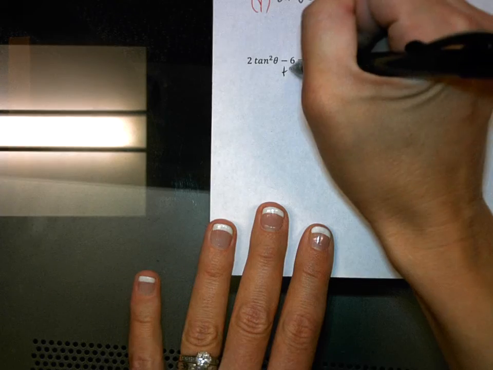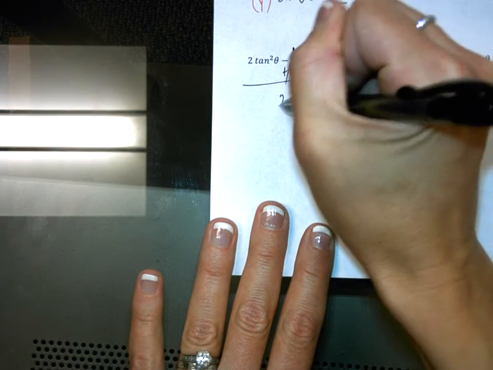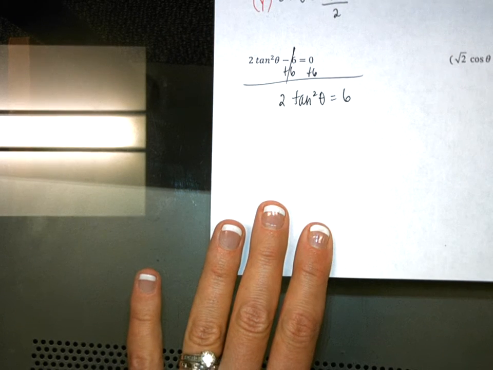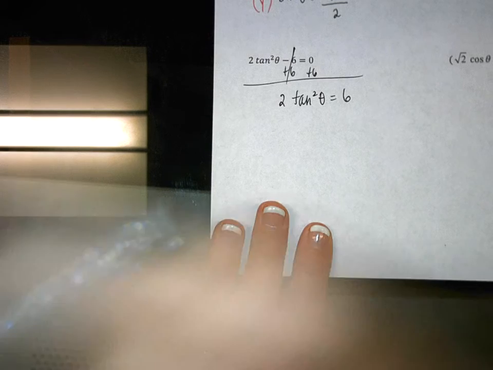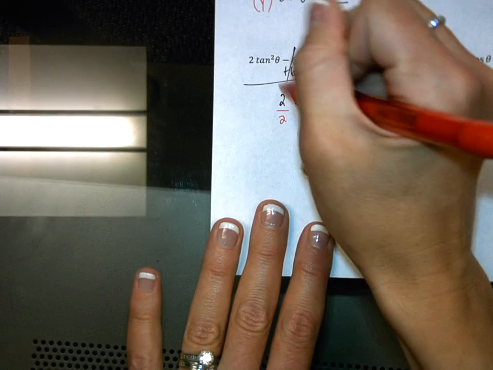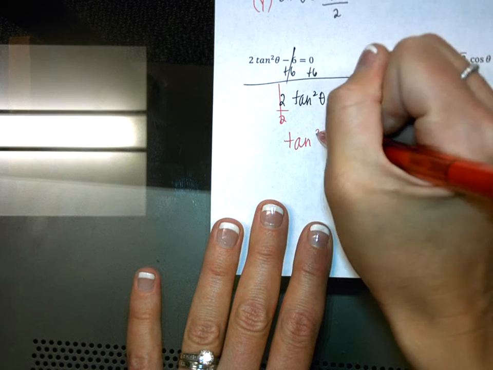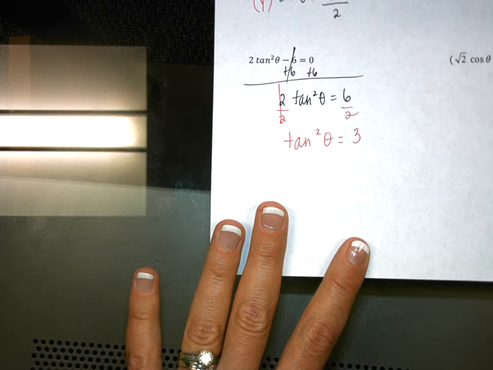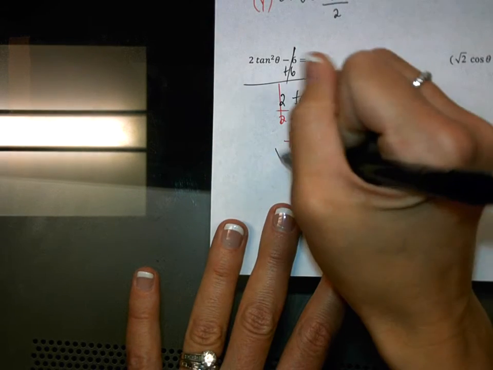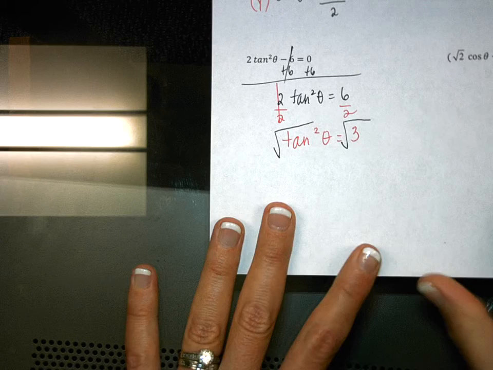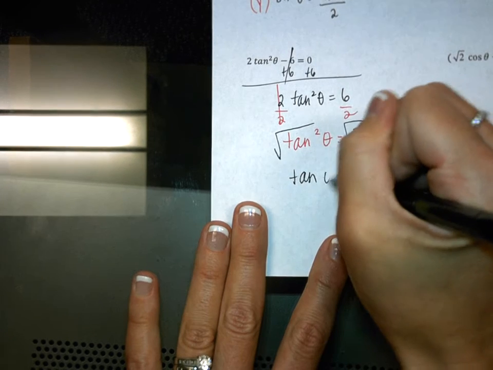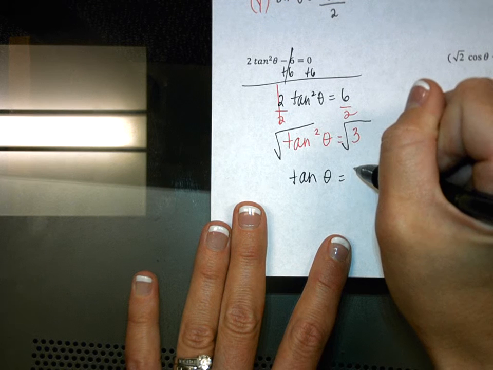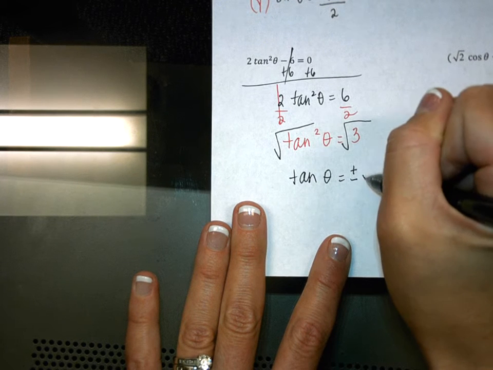Next example. What will I do first? Good. We have 2 tangent squared of theta equals 6. Next step will be to do what? Very good. So these cancel. I get tangent squared of theta equals, good. Okay, what will be my next step? Very good. Take the square root of both sides. So when I do that, I'm going to get tangent of theta equals what? Close. We're going to do plus or minus root 3.